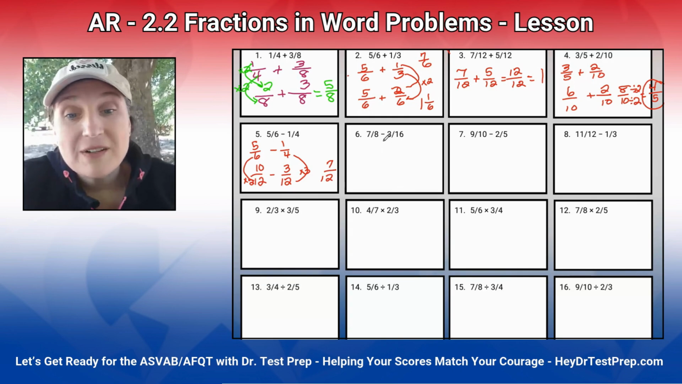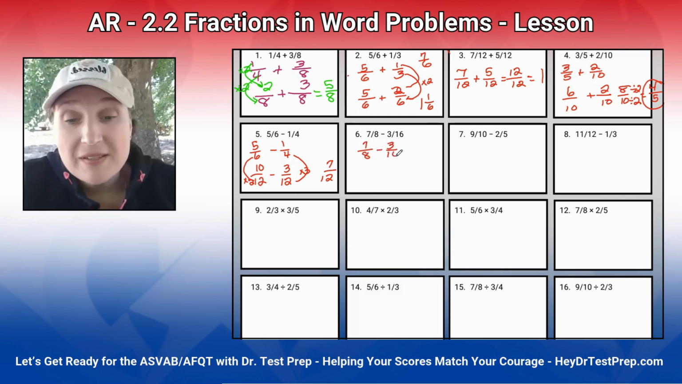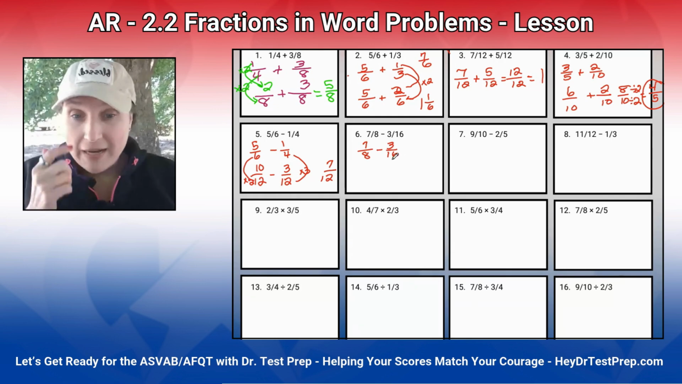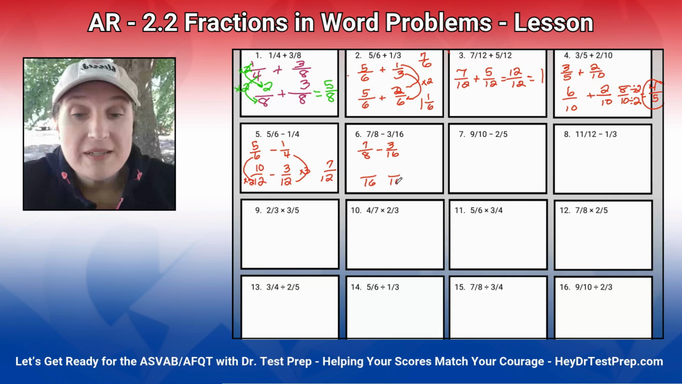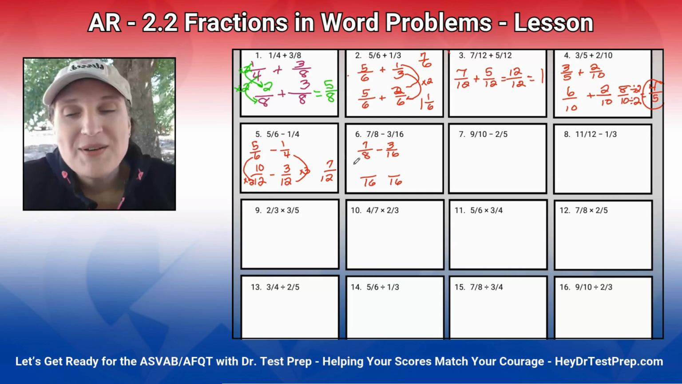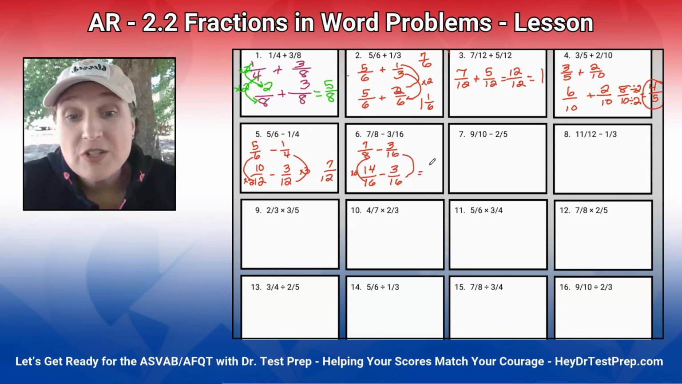In our next question, we have 7/8 minus 3/16. So again, we can't subtract this yet because these denominators are not the same. So we're going to make our denominators be 16. 8 times 2 is 16. 7 times 2 is 14. Over here, this is already 16, so that just comes down. And then we can just subtract across.